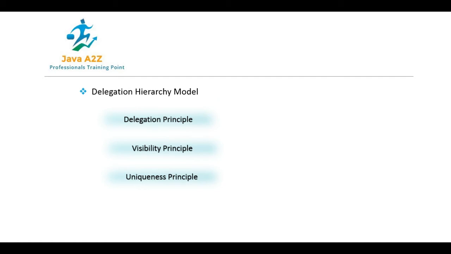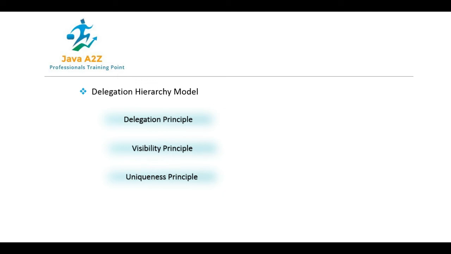Let's understand the visibility principle. This is the second principle. Visibility principle: loaded classes are visible to the same or subclass loaders, not to the parent class loader. If requested by the parent class loader, then it will throw an error, java.lang.ClassNotFoundException.